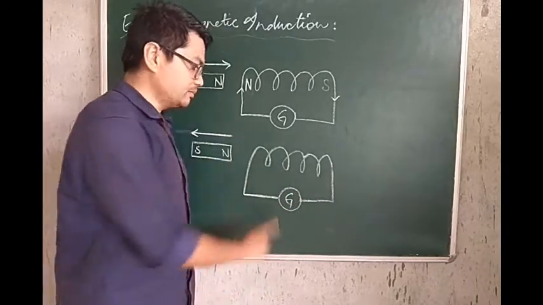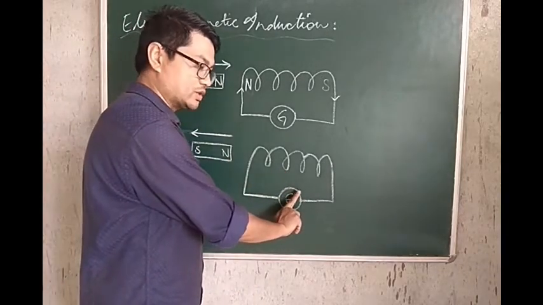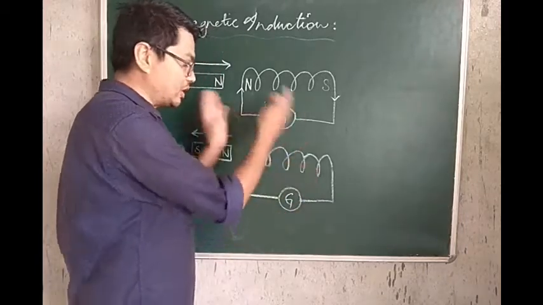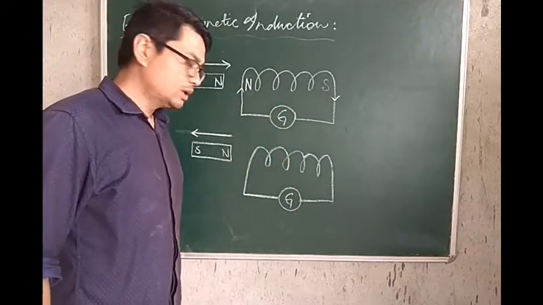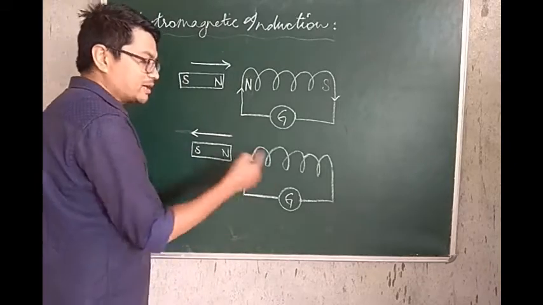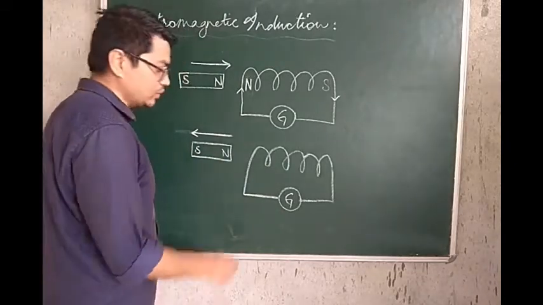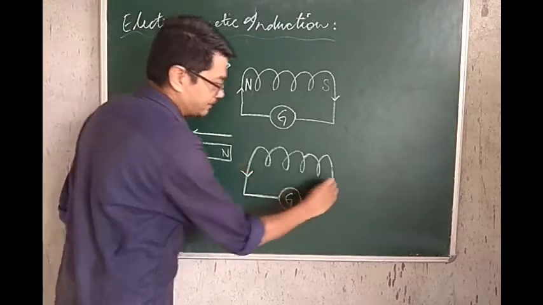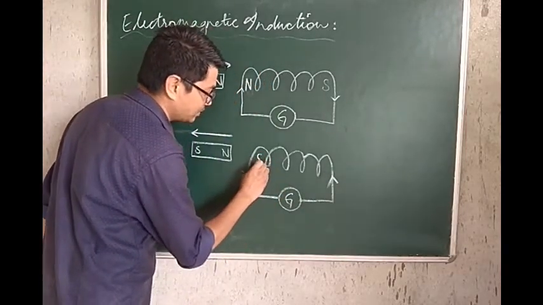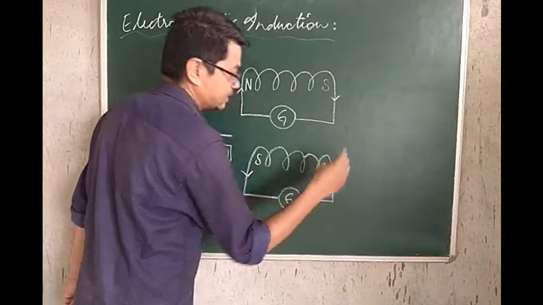How do we know again? Because the galvanometer shows deflection in the opposite direction now. It's the same coil, same magnet. Now, the current is induced again in such a way that it wants to oppose the cause producing it. So, therefore, the current is induced in such a way that a south pole is generated here and a north pole at the other end.